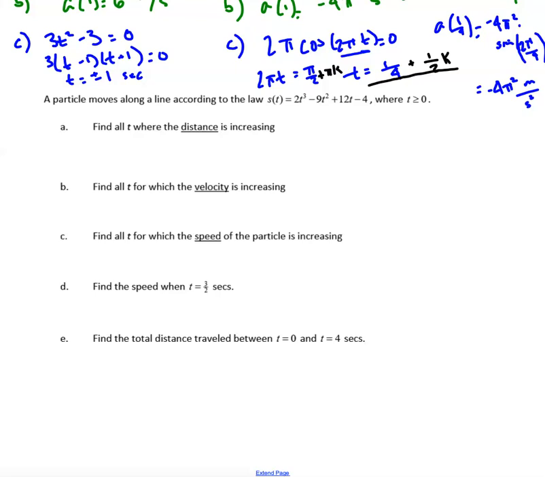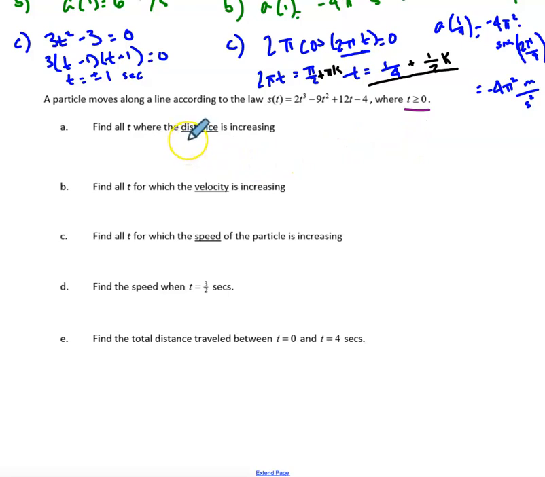All right, let's take a look at what we call a particle motion problem. We have a particle moving along a line according to this position equation, s of t equals 2t cubed minus 9t squared plus 12t minus 4. And here they're giving us the domain restriction that time is greater than or equal to 0. So when it says particles moving along a line, just think of the x-axis. It's moving back and forth along the x-axis.